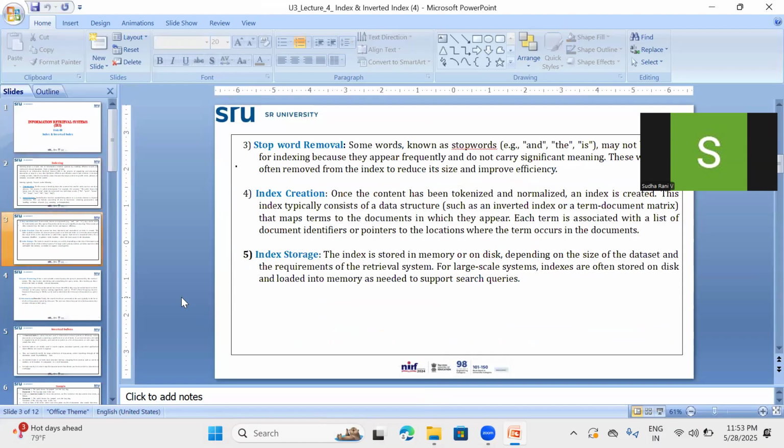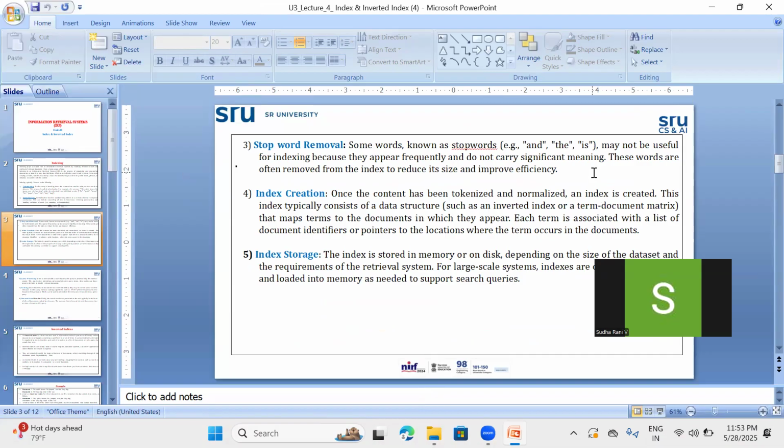Stop word removal. In stop word removal, some words known as stop words, like and, is, that, this, for, what, where, there, them, as, such kinds of words are called stop words. These stop words may not be useful for indexing because they appear frequently and do not carry significant meaning. These words are often removed from the index string to reduce its size and improve efficiency.